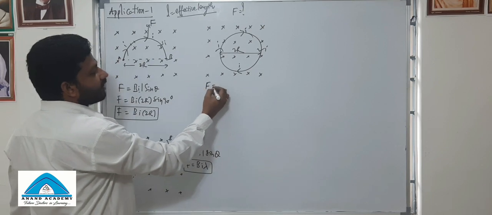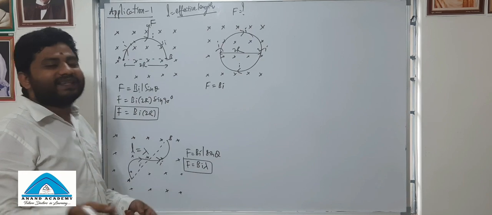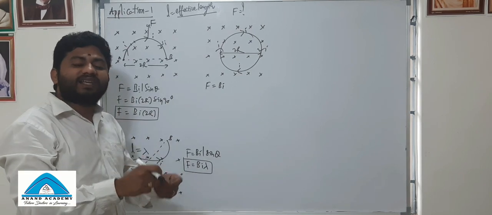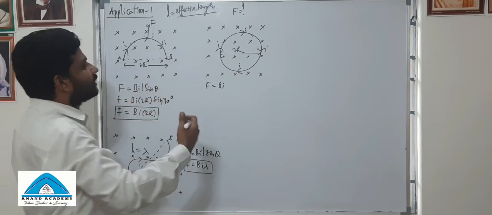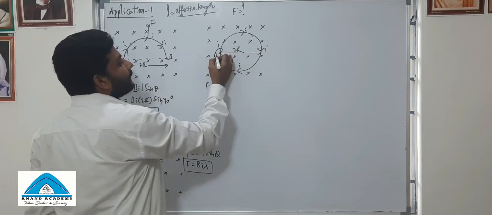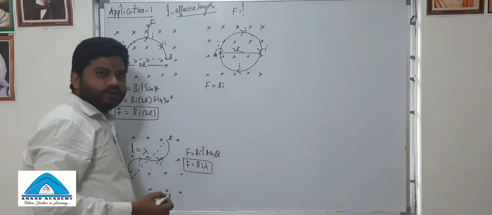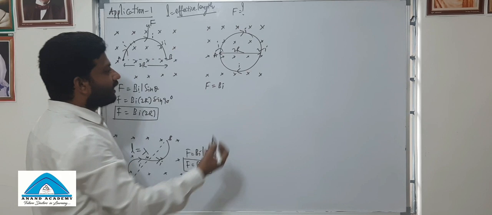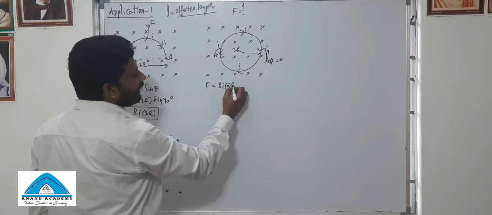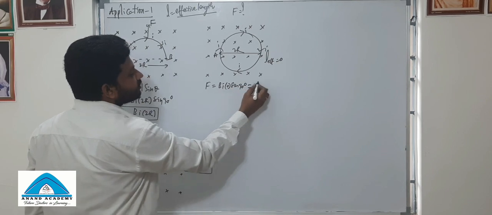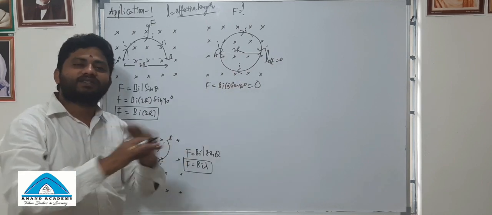Number 1, F is equal to B into I into L. Where is L here? L is the effective length. Effective length is the straight line length between the initial point and the final point. Imagine this is the initial point A. Where is the final point? That is only the final point. Is there any effective length? No. In this case L effective is 0, and BIL sine 90 degrees is 0. Net force acting on this current carrying loop is 0.